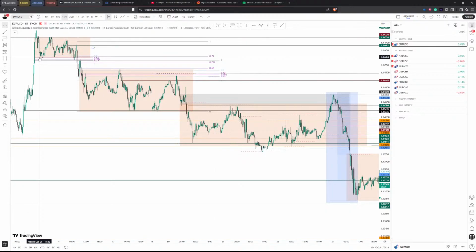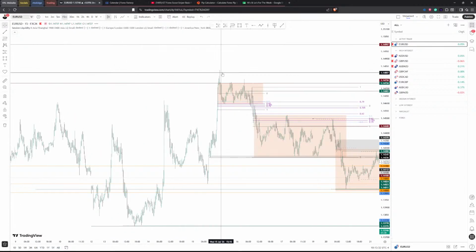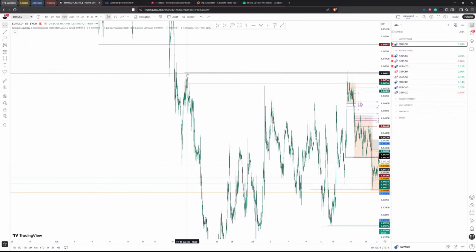So what caused price to move out of consolidation? What were some observations we can make? The first bullet point we took is that we took out liquidity with huge displacement, which is over here. We took out liquidity, which is this area here and this area here, by 15 pips, I think it was.